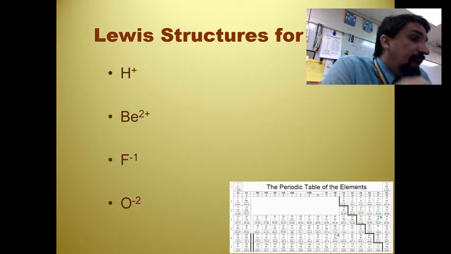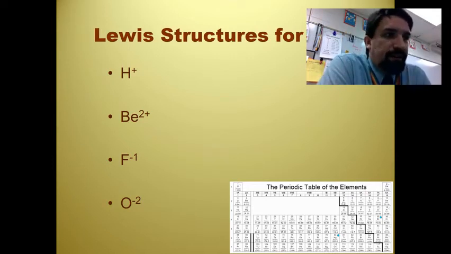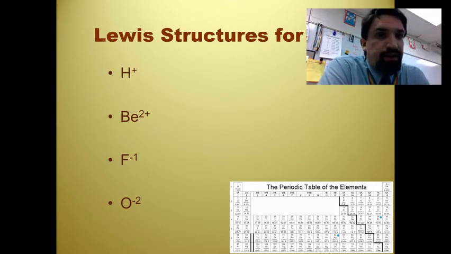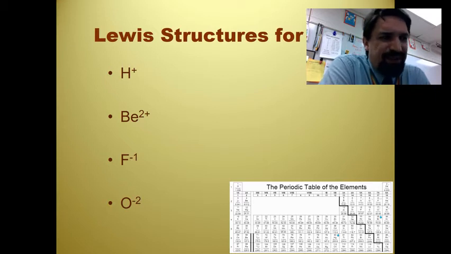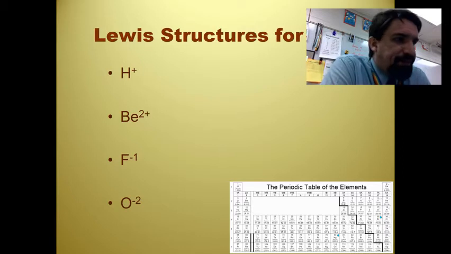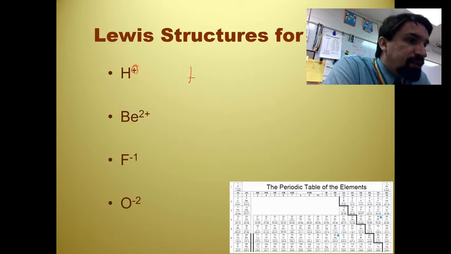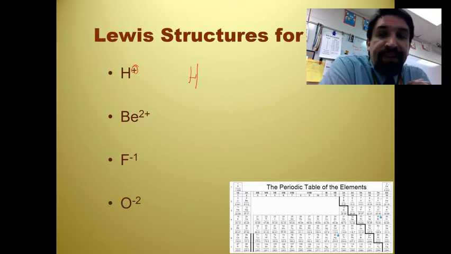All right, time to make it a little harder. We can draw Lewis structures for ions as well, and I don't think that this is really making things that much harder. We have to think a little bit. Like, for instance, we've got hydrogen here with a positive charge. What that means is that normally hydrogen has 1 electron. This hydrogen has a positive charge, so it means it lost an electron. So I am just going to draw it as an H.